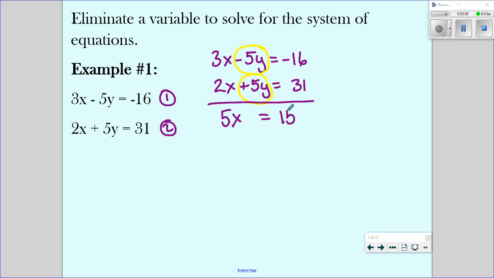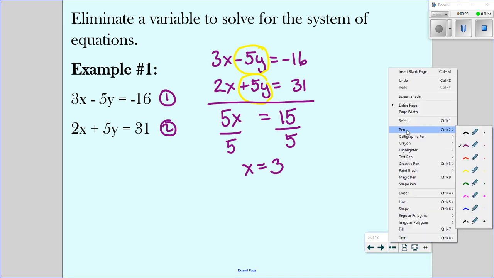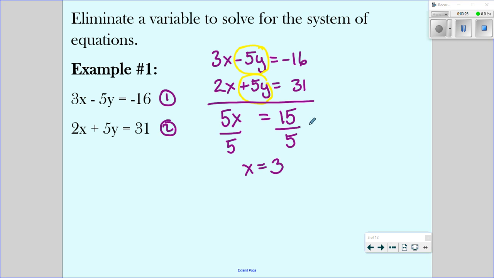And I'll just put 15. Then you divide by 5, and then you get x equals 3. So that's one of the variables you solved. Now you're going to solve for the other variable, which is y. And you could choose either the first or the second equation. I'm going to choose the second equation. So, 2x plus 5y equals 31.